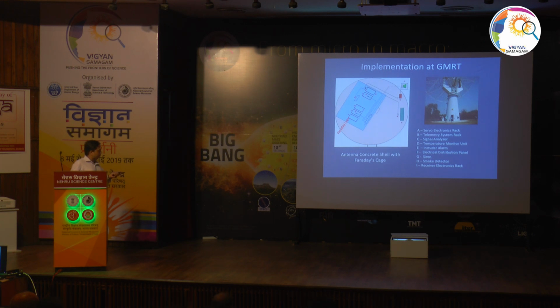It takes the input from temperature D, E and F, then acts, depending upon the action, the signal moves to G, and again it is sent to the control room with alarm detection. Then the smoke detector is mentioned by H, and the receiver electronics rack is I, and this whole concrete tower is covered by a Faraday cage.